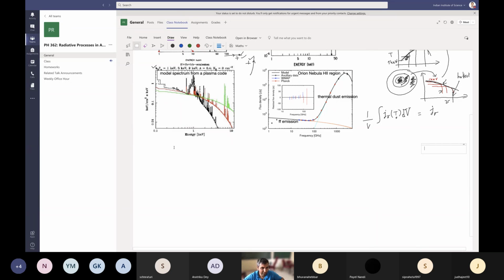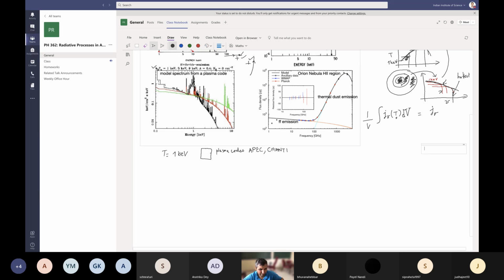What is shown here is that in black you have a 1 keV plasma, so the temperature is 1 keV. These are produced from some plasma codes, and there are a lot of them. One of them is called APEC. It's very popular in astrophysics. There is something called Chianti in solar physics and so on.